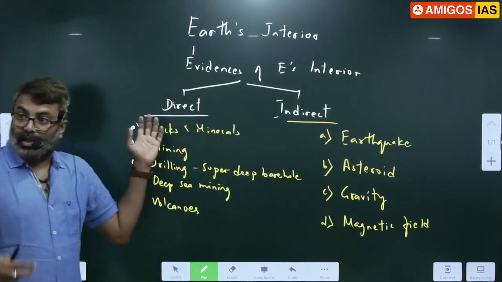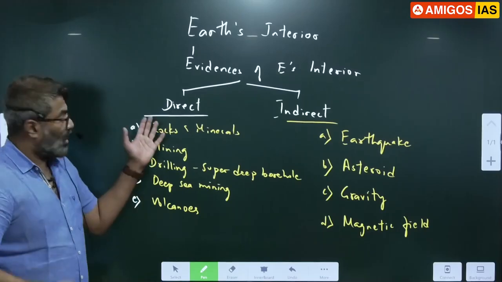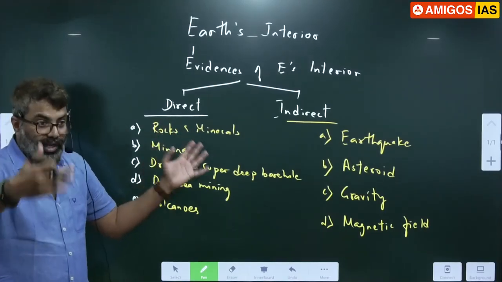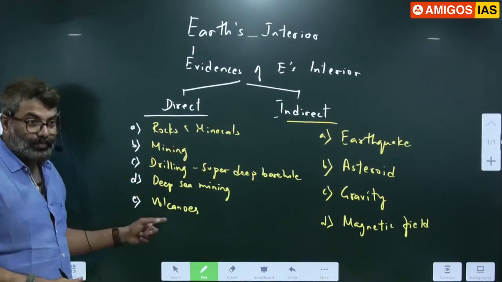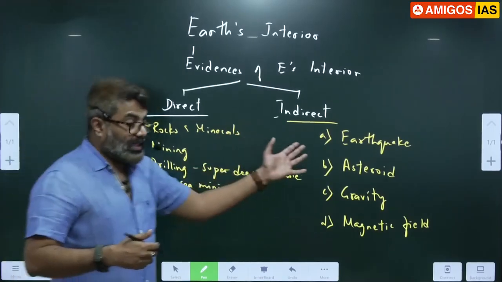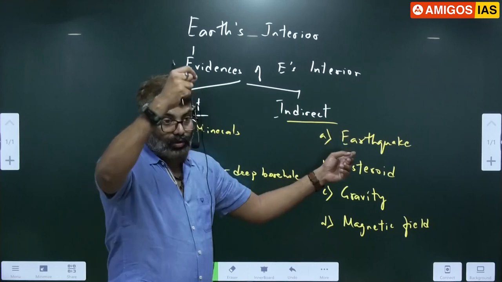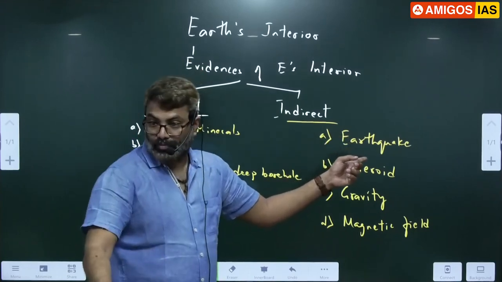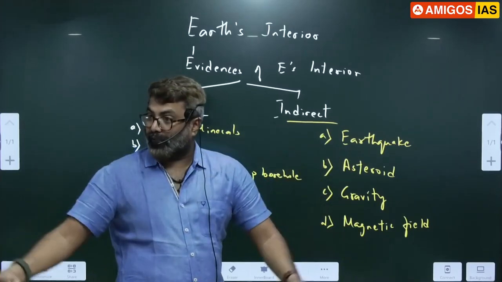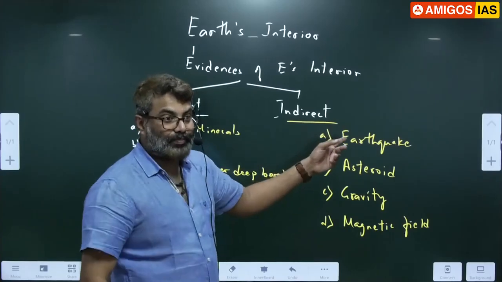In direct, what happens? A scientist will directly observe a phenomenon, directly collect a sample, observe, study, and then conclude. This is direct, where the scientist is directly involved in the exploration. Indirect is through indirect methods, because earthquake waves, seismic waves, go deep into the earth, right? Can the scientist also go? No. We can only place seismographs all around the earth. Using the seismograph data, we can know what is happening inside.